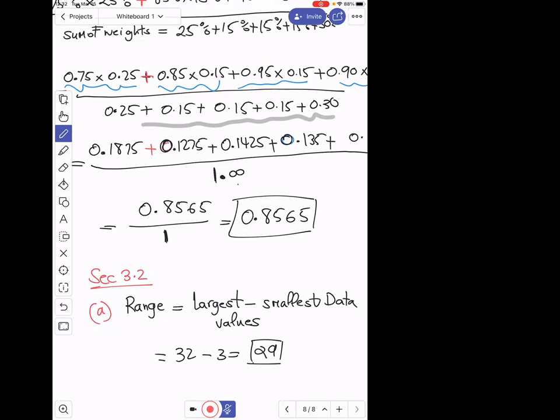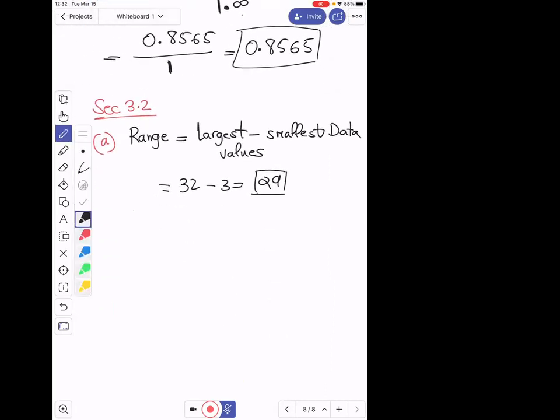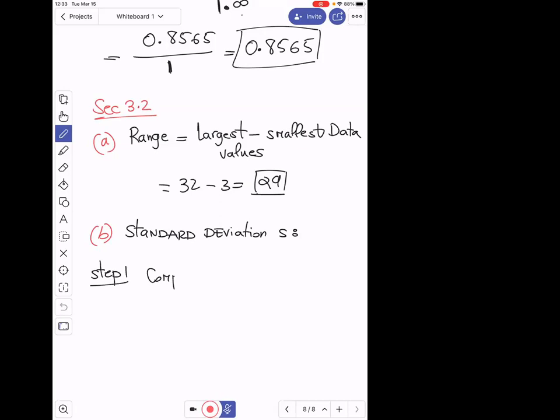All right, now next is standard deviation, right? It's more complicated than the range, of course. We need to follow a couple of steps here. So now I'm going to compute the standard deviation S. All right, so first step: to find the standard deviation, you need to compute the sum of the x squares.